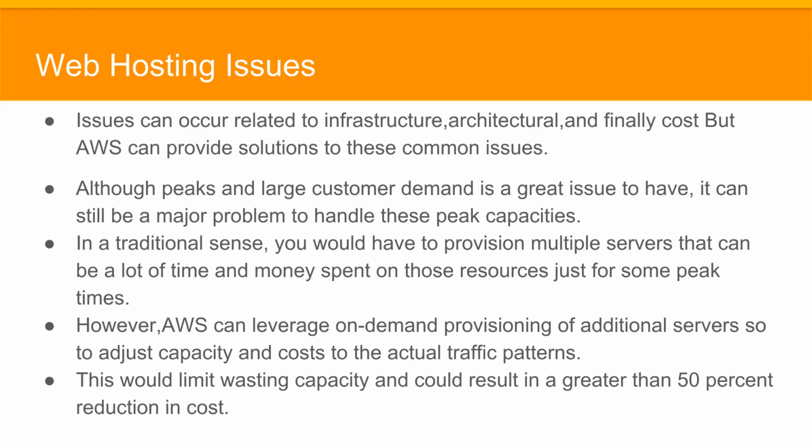However, AWS can leverage on-demand provisioning of additional servers so that you can adjust capacity and cost to the actual traffic patterns. For example, if your web application is slow in the morning but peaks around say 5 p.m., based on the traffic trends, resources can be provisioned for what is needed at that time. Now, this would limit wasting capacity and could result in a greater than 50% reduction in cost.